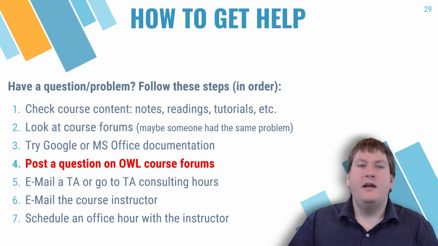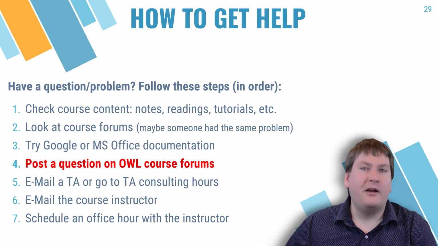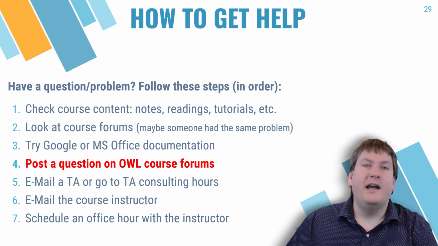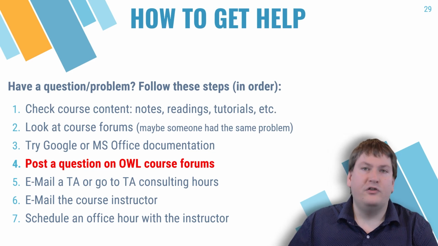So number 2, take a look at the course forums on OWL. Maybe someone has already asked your question, and there's already an answer there. Step 3, try Google or the Microsoft Office documentation for Excel or Microsoft Access. Usually, if you have a question about a formula or a certain function in Microsoft Access and Excel, the Microsoft Office documentation does a great job of explaining that formula, that function, that feature, as well as even has video guides on it sometimes. So that is definitely a good spot to try.